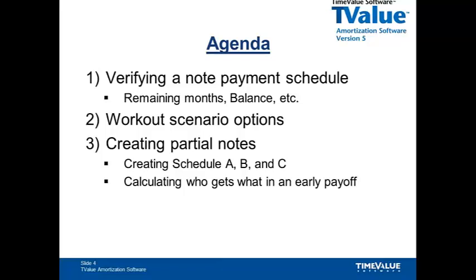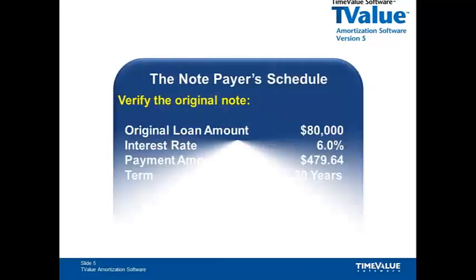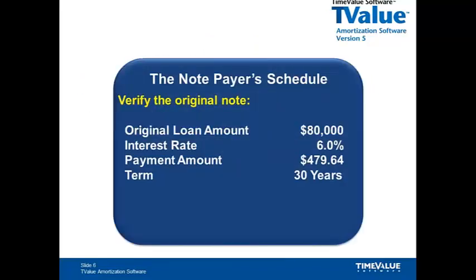And then creating partials, creating a Schedule A, B, and C, and calculating what happens when a note pays off a little bit early. So, verifying a note payment schedule. Let's say we have a note here, and let's say this is the original note at $80,000 at 6% with a payment of $479, and it's a 30-year note.